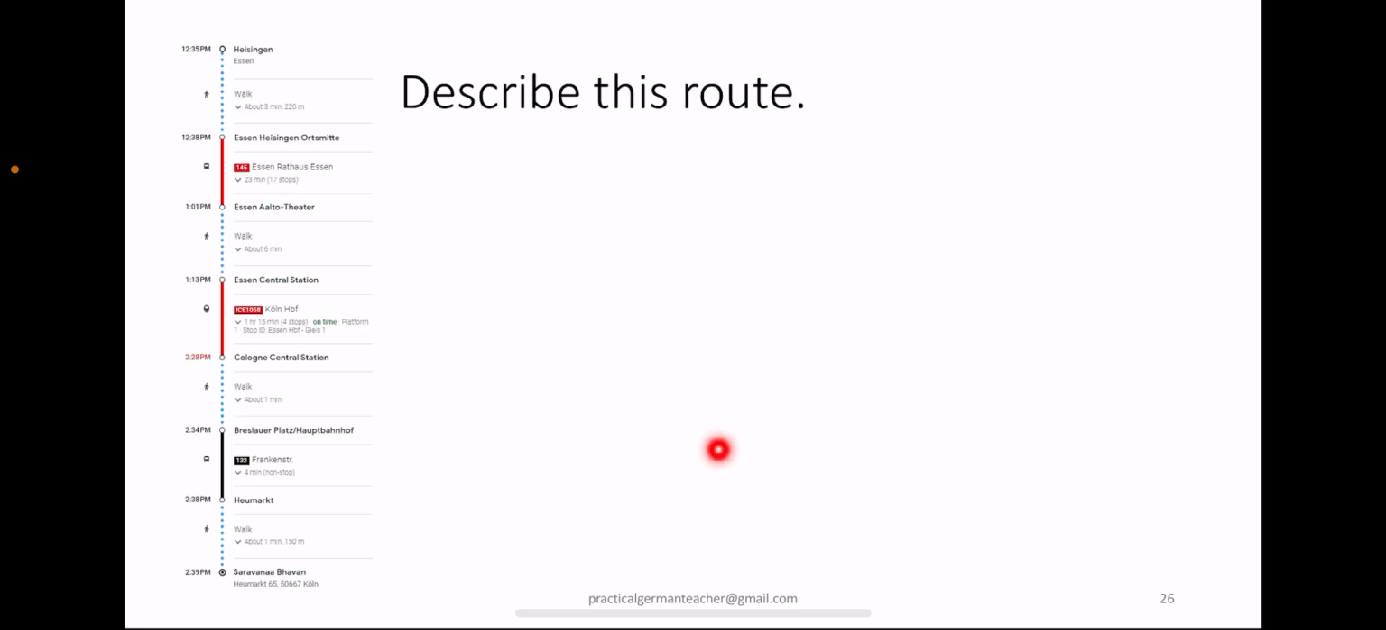I think in the beginning we went through examples of how you can tell someone to go from one place to another, which train or bus they should take, where they should get down and then hop on again. Try to describe this route, and this is part of your homework. So I am at Heisengen and I want to go to Saravana Bhavan in Cologne. How can you tell me where to get on, where to get off, and where to change trains. Yes, this is the homework.